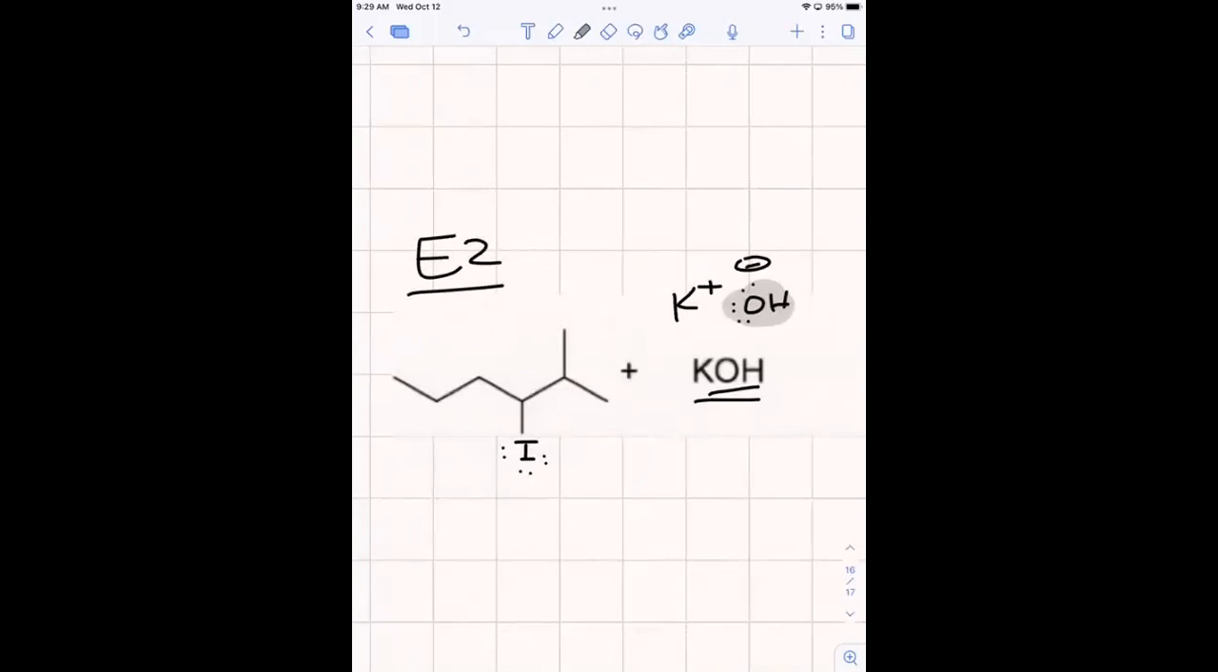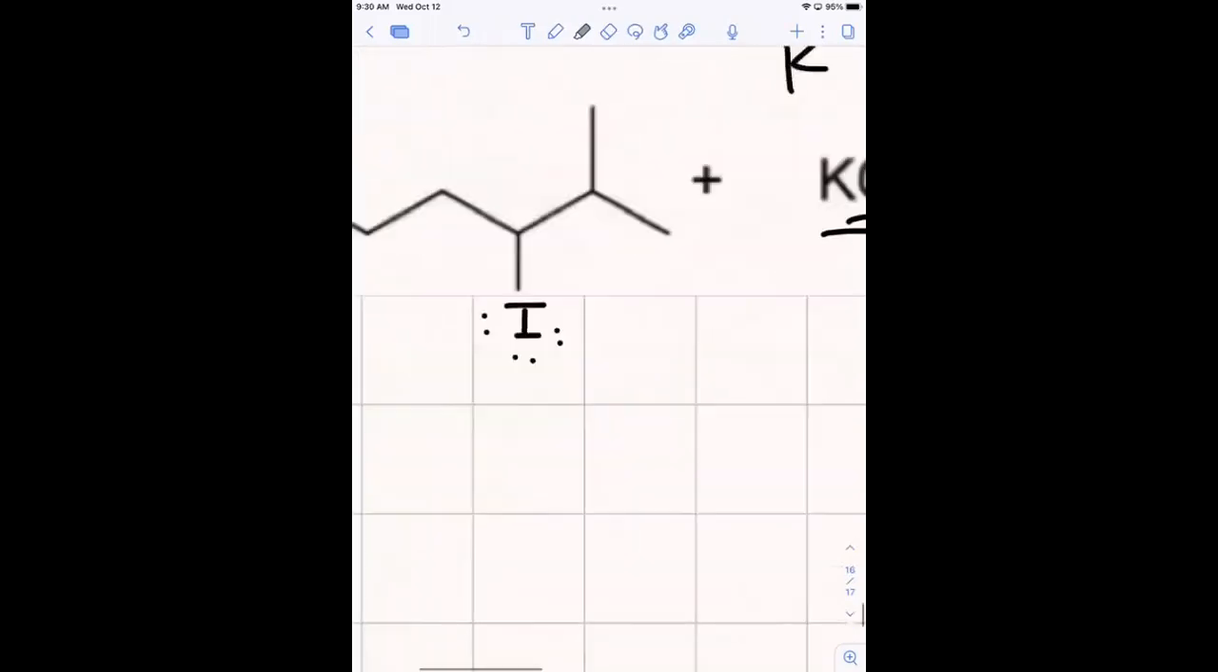So the best strategy for thinking about elimination is to find the leaving group. That's the first thing you want to do. And we know at this point that my leaving group is usually my most electronegative atom or functional group, right? So this is my leaving group. The second part of the strategy is to find the alpha hydrogens.